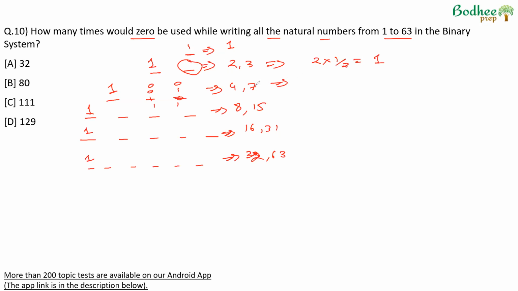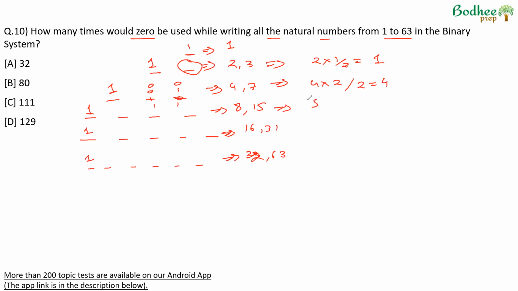In this case, there are four numbers written, 4, 5, 6, 7. For these four numbers, two slots are to be filled. So 4 into 2, 8 digits will be required. Half of them will be 0, half of them will be 1. So four ones here. In this case, 8 to 15.